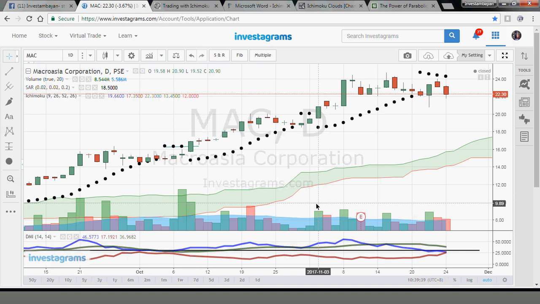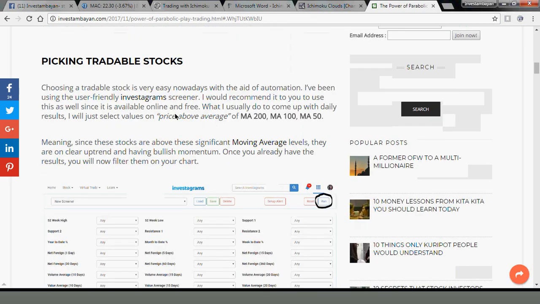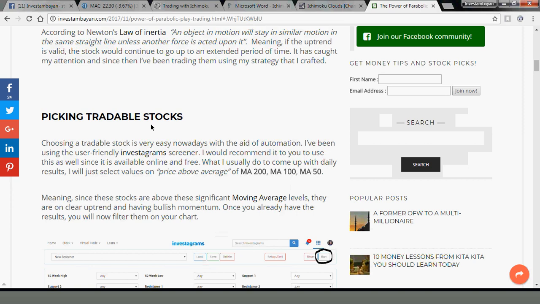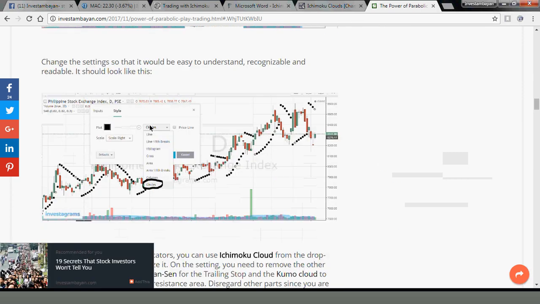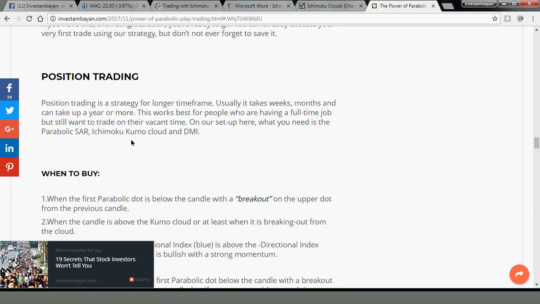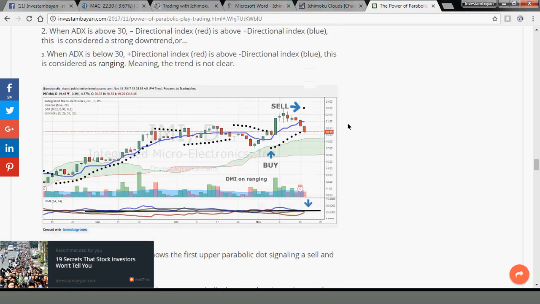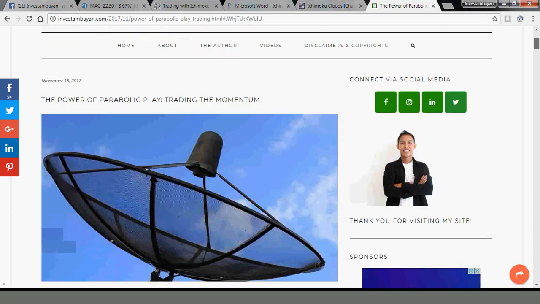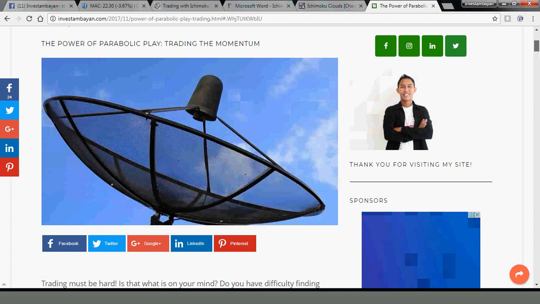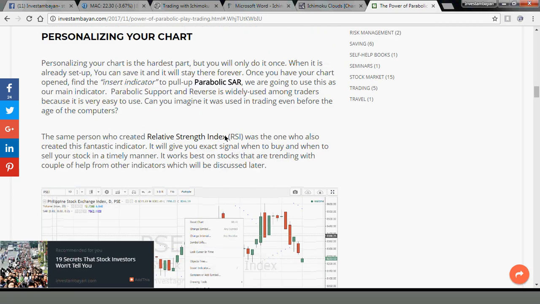So, paano ako mag-take profit with this? Number one, with the use of Tenkan-sen. You can review this as well. Meron dito, stock picking. I hope hindi ko ito makalimutan. Medyo babalikan natin yan mamaya, kung paano mag-screen ng stock. We're done with position trading. So, review yung article na to. Title nito is Parabolic Play Trading the Momentum. I really like momentum trading.